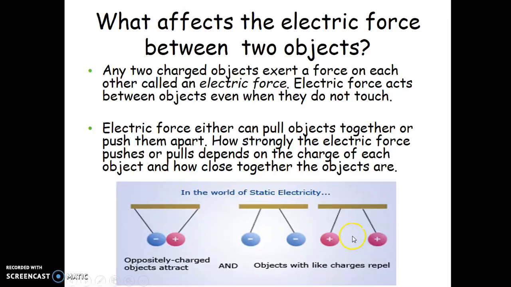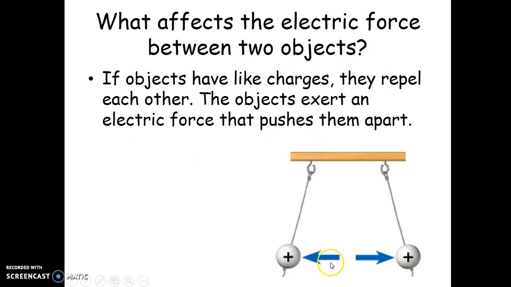If they're both positive, they'll push apart real far. But if they're opposites, they're going to attract. So opposites attract, like charges repel. And that's what you need to remember. Opposites attract, like charges repel.